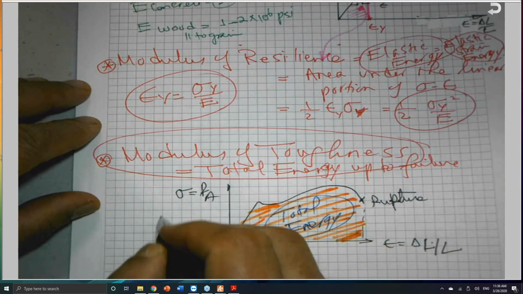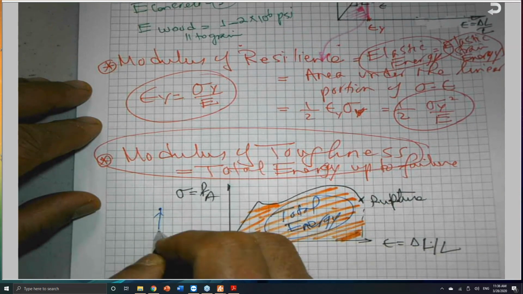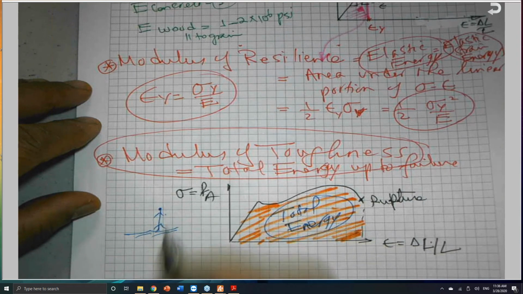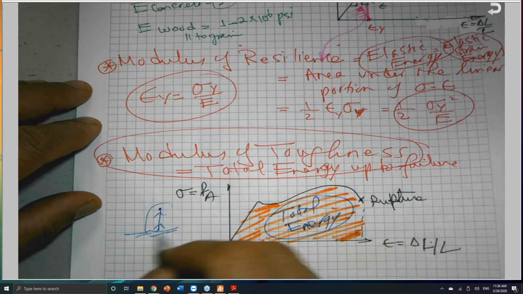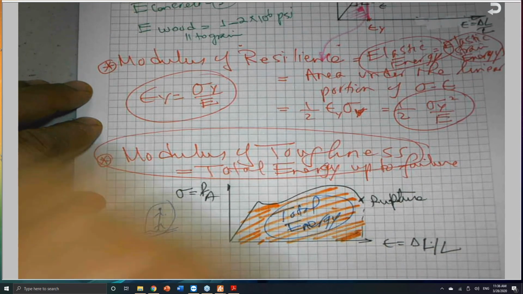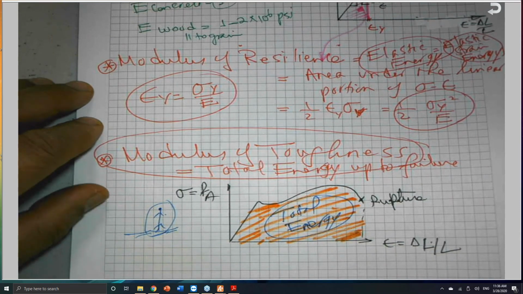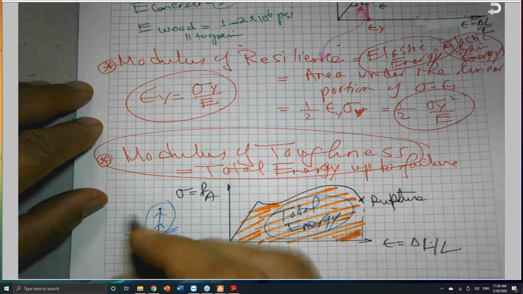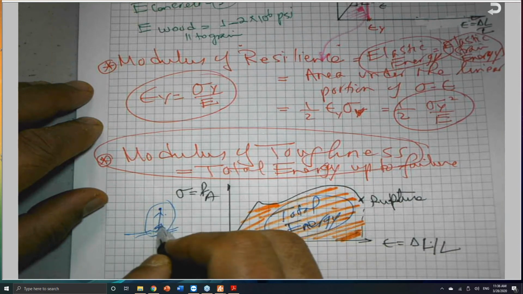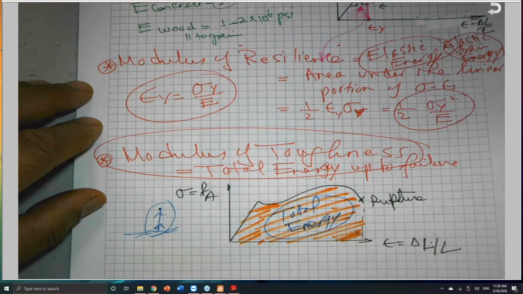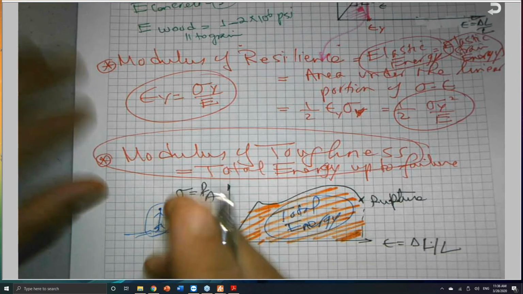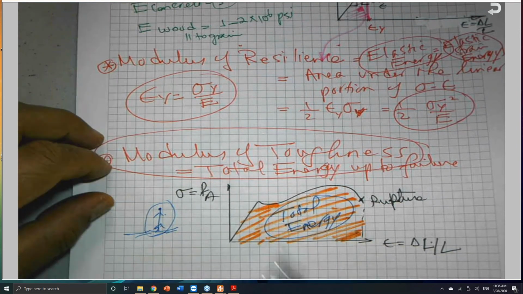I always make an analogy. If there is Mr. Mansour, and somebody came and hit me from the side with his hand, gave me a punch, if I'm able to absorb the energy that was released from his hit and I keep standing, that's good. That means that I'm capable of absorbing the energy.